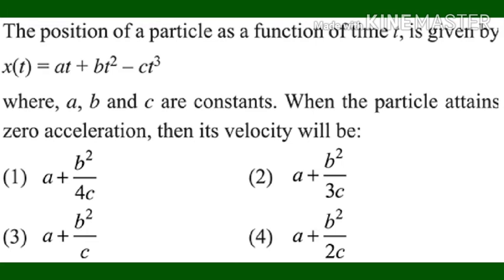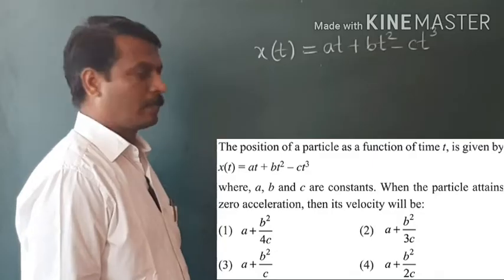The position of a particle as a function of time t is given by x of t equal to at plus bt square minus ct cube, where a, b and c are constants. When the particle attains zero acceleration, then its velocity will be. The options are: first one a plus b square by 4c, second one a plus b square by 3c, third one a plus b square by c, and fourth one a plus b square by 2c.